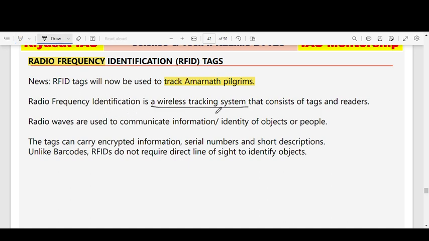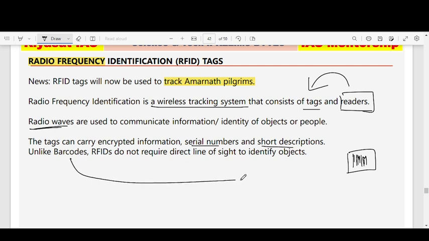Okay, it's a wireless tracking system that contains tags and readers. Through radio waves we are reading the tags basically. Okay, these tags carry encrypted information such as serial number, short description, but it is not having that. See, when you go to any shop or big wholesale market, each product is having this type of line, which is the identity of the object, and the barcode reader reads and decodes this, to know what object this is, what product this is.